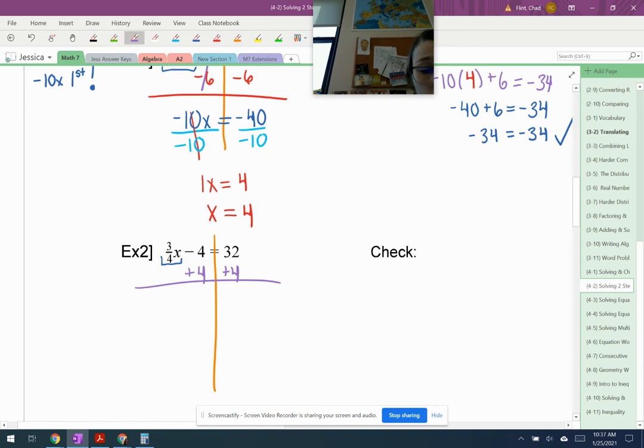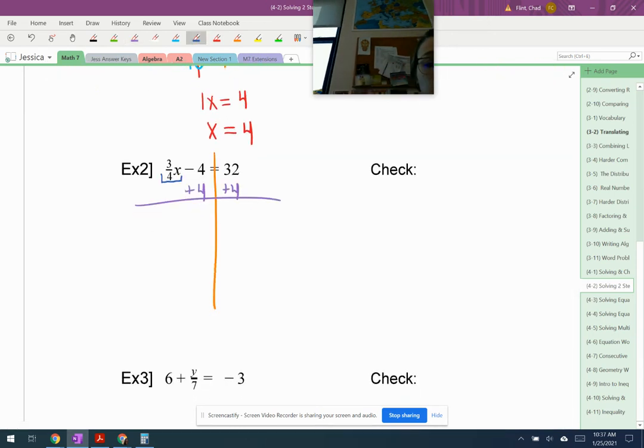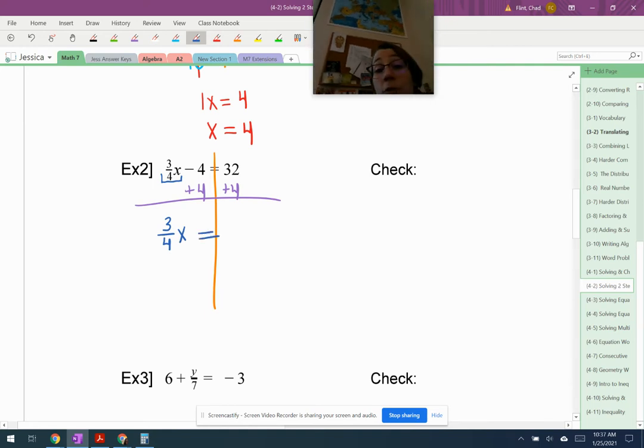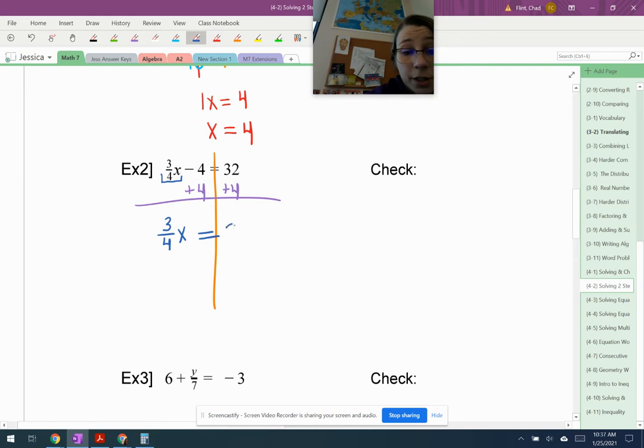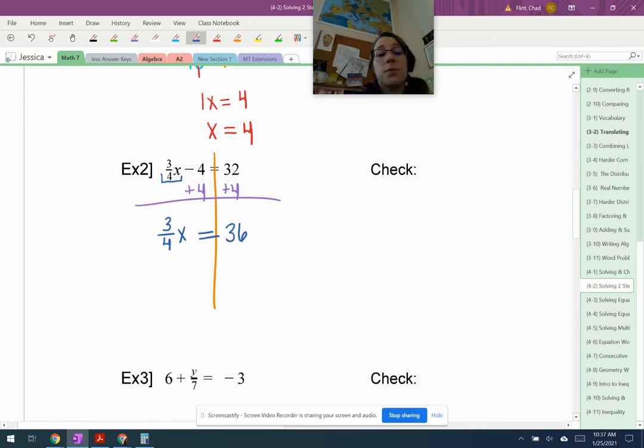And now we're going to carry down what we have over here. That 3/4 x stays the same. -4 plus 4 cancels out to be 0, so nothing to deal with there. And +32 plus 4 is equal to 36.